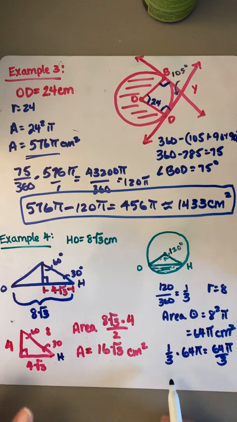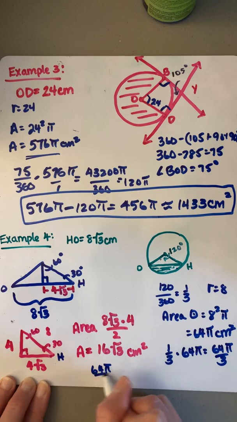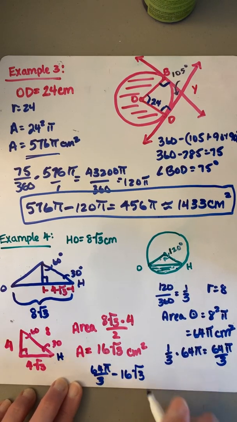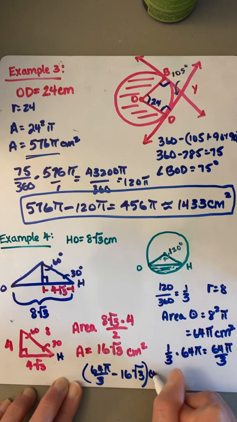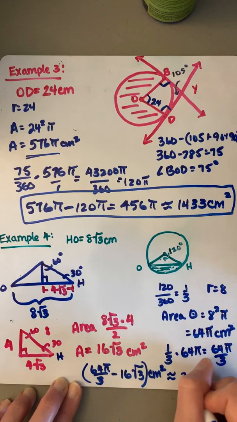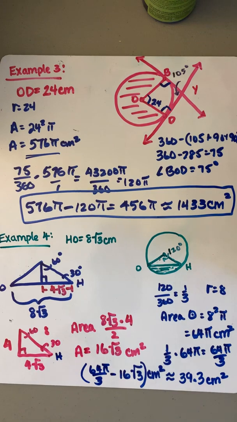Now we just subtract. So we are going to subtract 64 pi thirds minus 16 times the square root of 3. All of that is square centimeters, or it is approximately 39.3 square centimeters. So your practice today is worksheet 9.6.